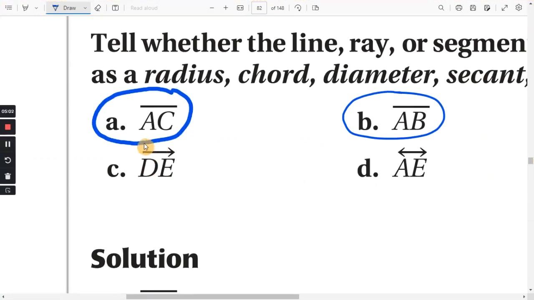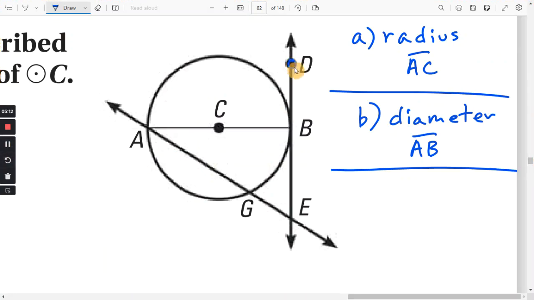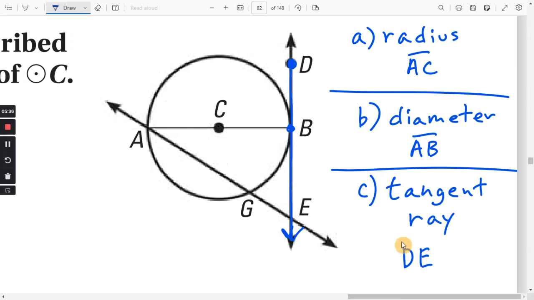Now we're looking at ray DE, and D is the endpoint of the ray. If we start at D, the endpoint is the starting point, and we head toward E, and it continues forever. We can see it hits the circle at one point, so that is a tangent. Or you can say tangent ray. And that is for ray DE.